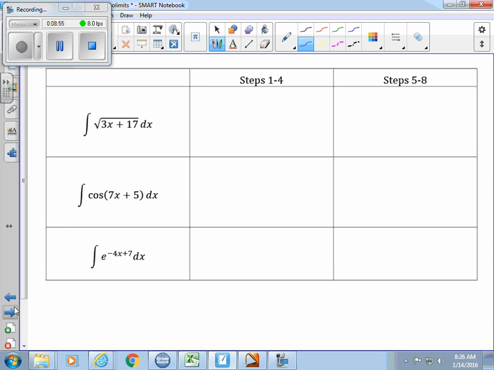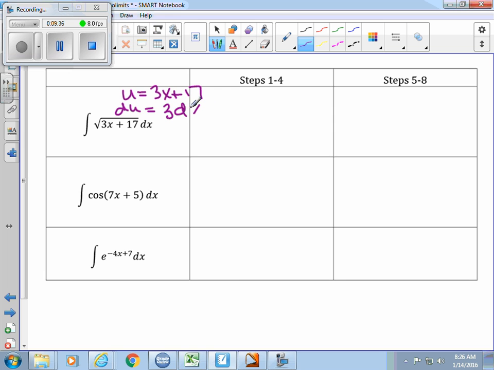All three of these are kind of like the bell ringer problem. They are a chain rule. The derivative of the inside is just a constant. You could probably do these in your head if you thought about it real hard. We're going to work these with a chain or with a U-substitution. What would u be? Good. U equals 3x plus 17. What would du be?